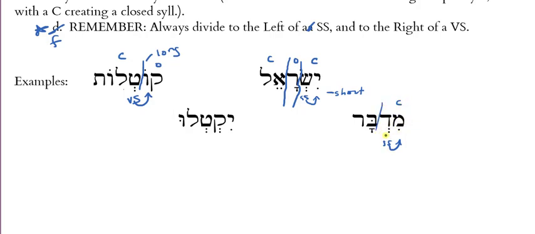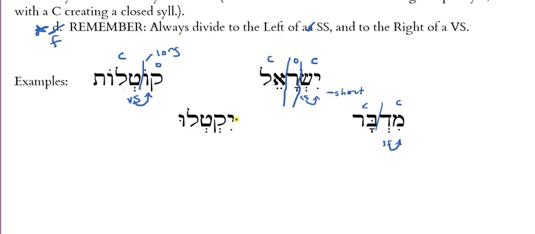Mid, no sound, silent. Mid, and then bar. Consonant, vowel, consonant. This consonant has its own vowel. Resh is the closing consonant. So two closed syllables. Mid, bar. Now let's look at this next one.